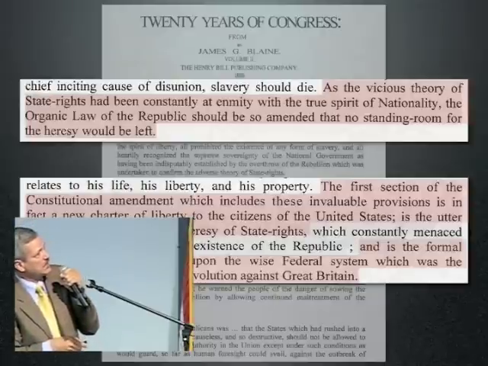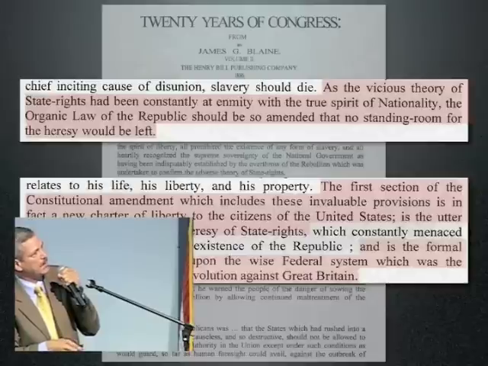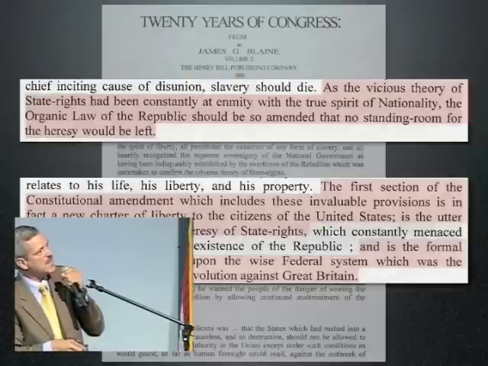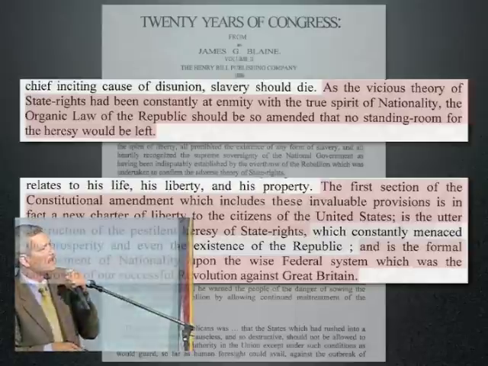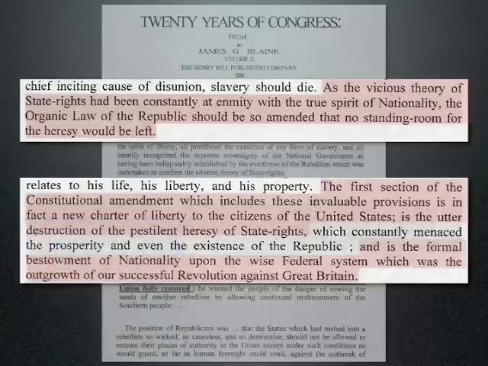As the vicious theory of states' rights had been constantly at enmity with the true spirit of nationality, the organic law, the Constitution of the Republic, should be so amended, putting in the 14th Amendment, that no standing room for the heresy of states' rights would be left. He goes on, the first section of the Constitutional Amendment, the 14th, which includes these invaluable provisions, is in fact a new charter of liberty to the citizens of the United States, is the utter destruction of the pestilent heresy of states' rights, and is the formal bestowment of nationality upon the wise federal system which was the outgrowth of our successful revolution against Great Britain.